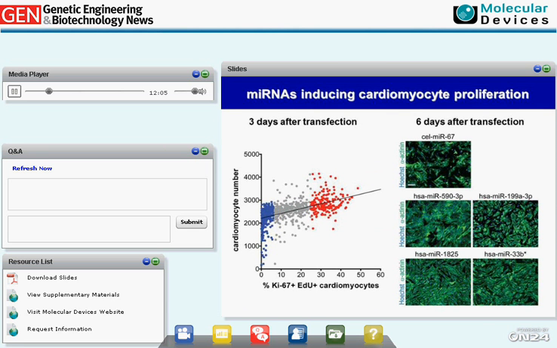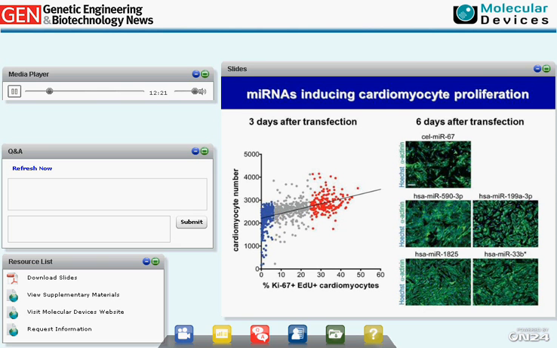So we give 6 days for the microRNAs to exert their action, and then you can see on the right-hand side a very strong difference between the control microRNAs and the cells treated with the microRNAs that we identified using this screening.